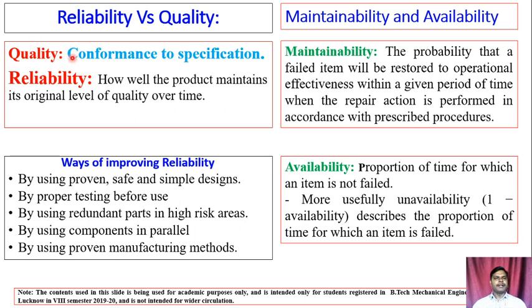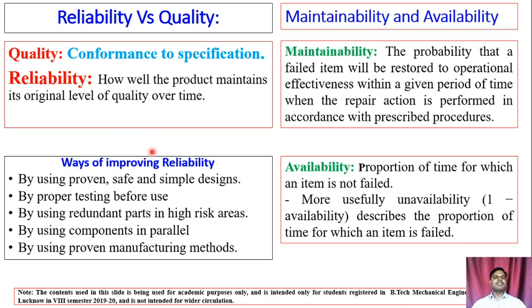So we can say that quality refers to conformance to specifications, whereas reliability deals with the life period or lifetime. Reliability is basically how well the product maintains its original level of quality over time. That is, we have specified some time limit or lifetime of a particular product, and reliability defines if it meets the lifetime requirement and maintains the same quality, right?